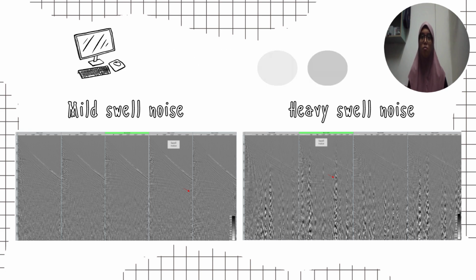So here are examples of swell noise that can occur in seismic data. To the left we have the mild swell noise, which as you can see is in the form of thin lines. And this type of swell noise is normally quite easy to remove from the seismic data. However, on the right side, we have the heavy swell noise, which is in the form of thick blocks in the shot gathers. So this makes it very hard to remove and thus can damage or harm the seismic data.